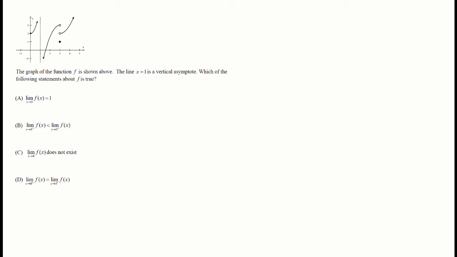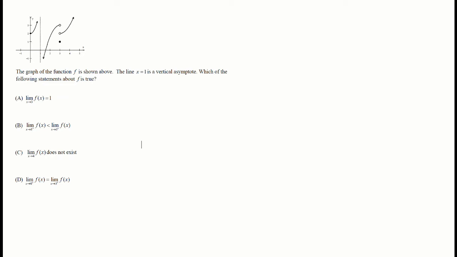The question asks, the function f is shown above. The line x equals 1 is a vertical asymptote. Which of the following about f is true? All right, well, let's go through the options and see if we can knock them off or say yes or no to each one. So the limit as x approaches 3.